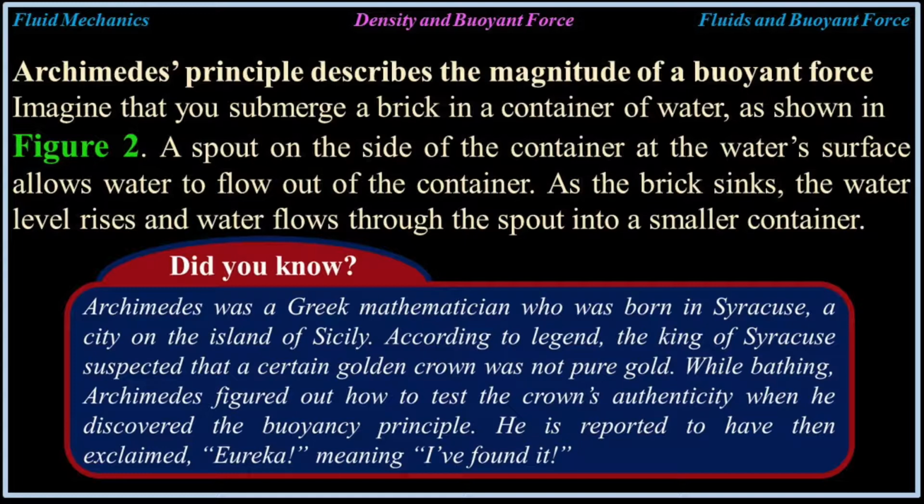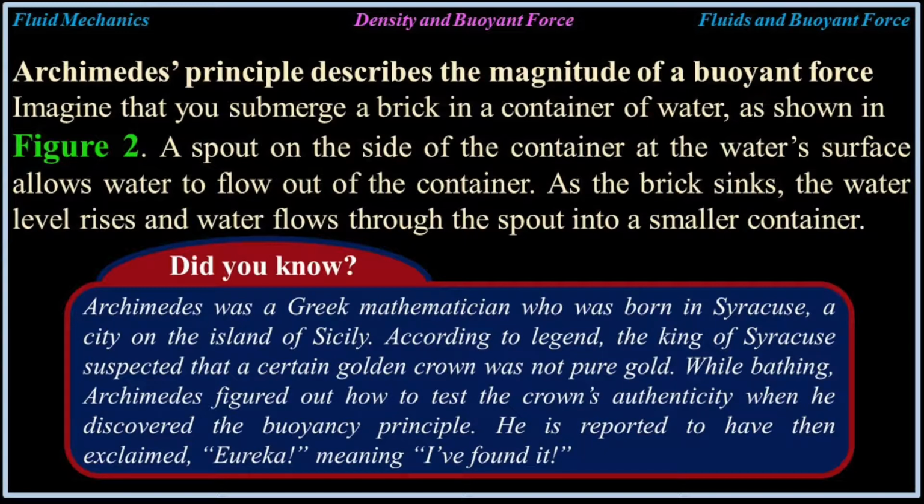Did you know Archimedes was a Greek mathematician who was born in Syracuse, a city on the island of Sicily? According to legend, the king of Syracuse suspected that a certain golden crown was not pure gold. While bathing, Archimedes figured out how to test the crown's authenticity when he discovered the buoyancy principle. He is reported to have then exclaimed, "Eureka!"